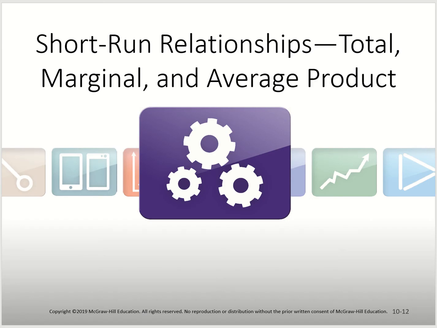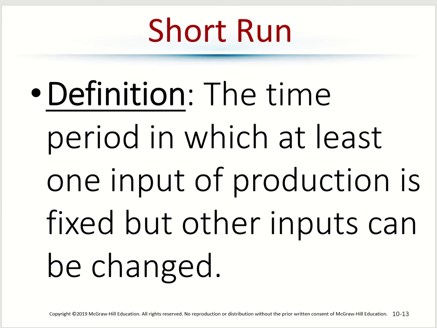Next, we're going to talk about the difference between short run and long run, and the total, marginal, and average product. Short run is any time you have at least one input of production that is fixed. Fixed means you cannot change it. That means in this short span of time, this cost is fixed. It doesn't matter whatever you do, this cost cannot change. One thing you can think about is the building you have for your business.